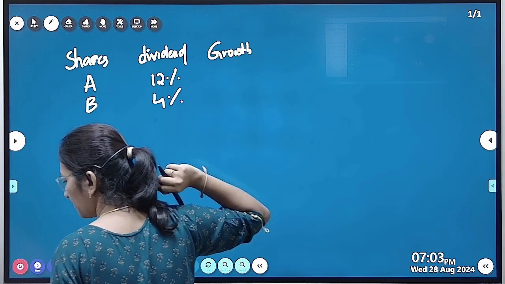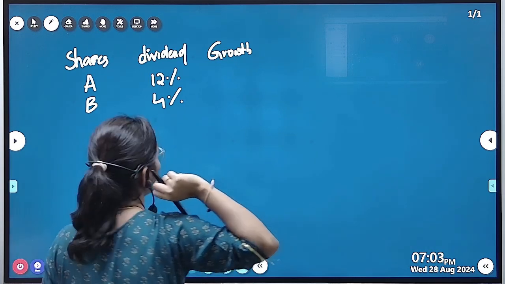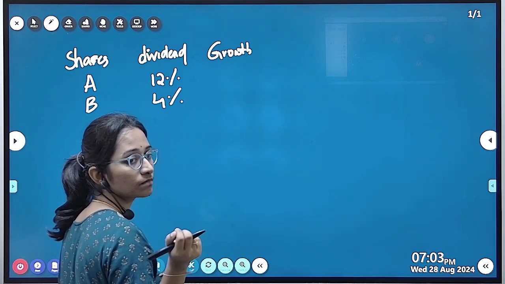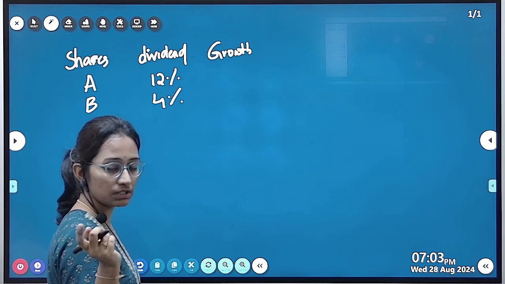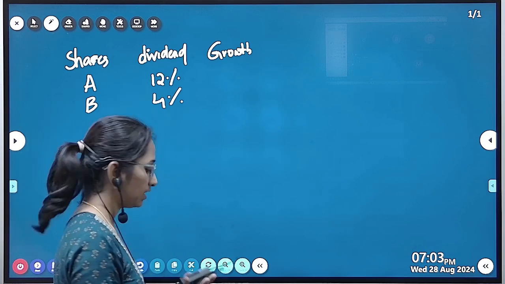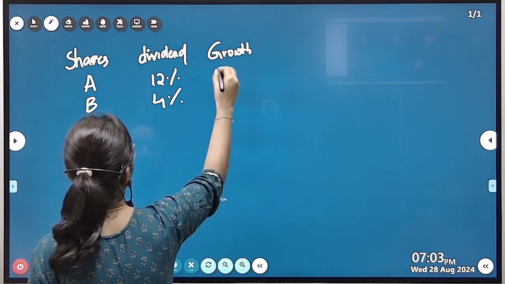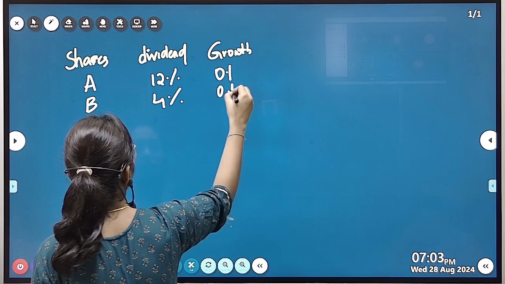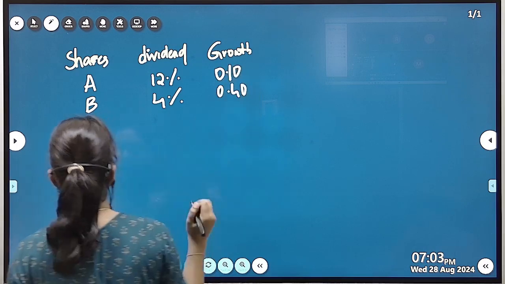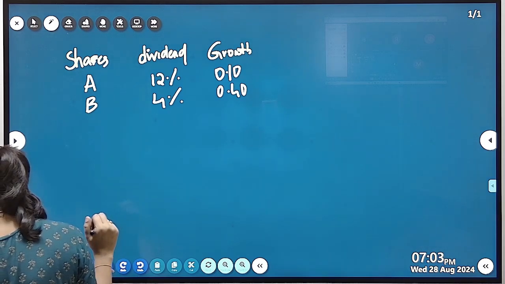10 paisa per 1 rupee. Meaning how much? Do it. 10 paisa divided by 100 rupees. How much? 0.1. So 0.4. Okay, next, what is he telling?